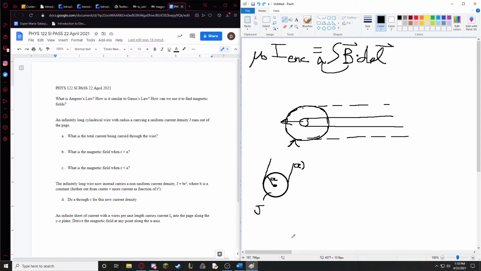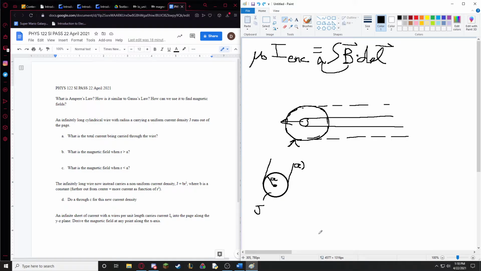Oh, is it area because current can't travel through the conductor? It can only travel on the outside. Well, this isn't necessarily a conductor, it's just a wire. Okay. I just didn't know why it was area. But it's the total current that's flowing along here through this cross section of the wire.